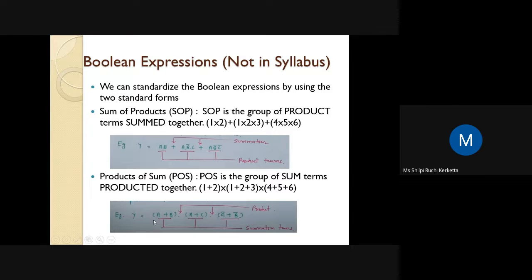In a Boolean expression, we get a plus b as the first summation part, a plus c as the second summation part, and a dash plus b dash as the third summation part. Then we multiply them: a plus b into a plus c into a dash plus b dash. This is how we do the product of sums.